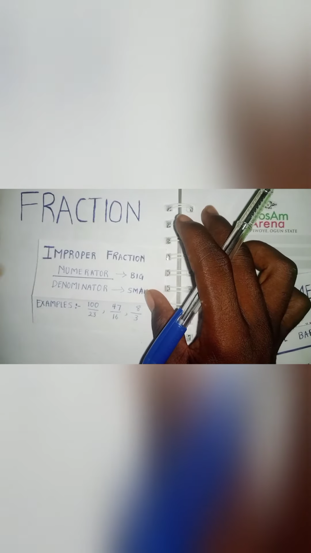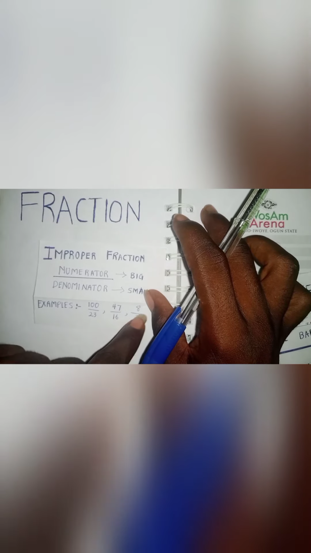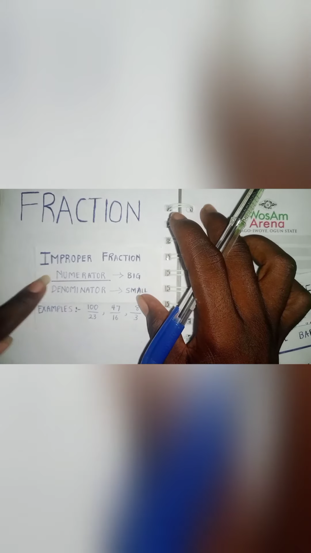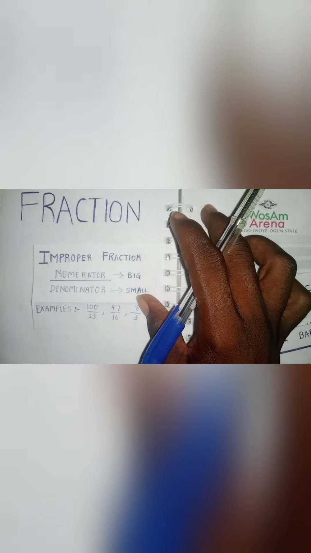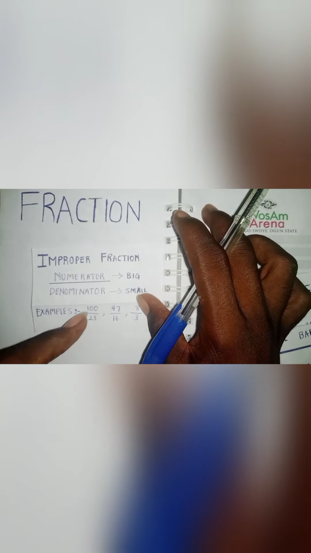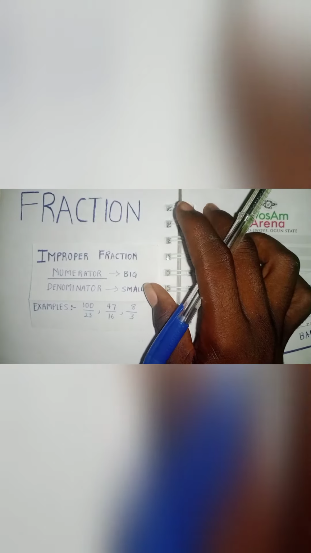This is a sample for your improper fraction: 100 divided by 23, 47 divided by 16, 8 divided by 3. Can you see that your numerator is greater than the denominator? That's the first type of fraction, the improper fraction. I hope that is clear.